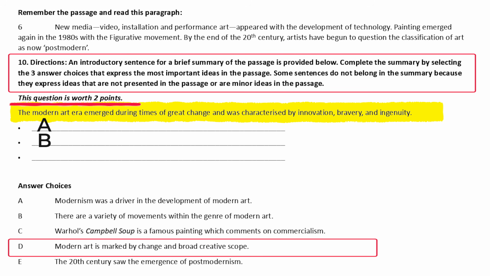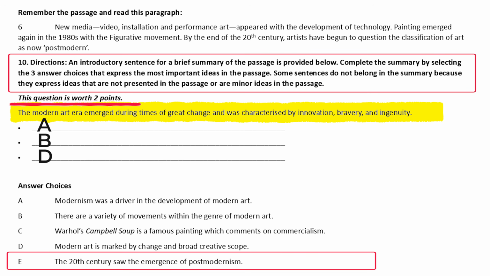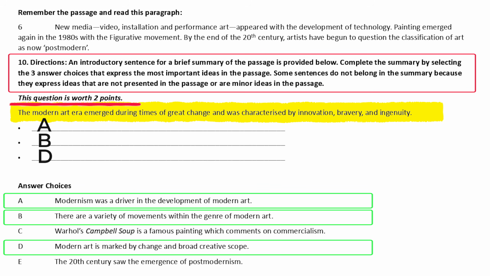What about D? D says modern art is marked by change and broad creative scope. This matches the passage and the summary sentence perfectly. The text emphasizes how modern art evolved, challenged traditions, and expanded into new forms and styles, from painting to performance to digital art. So D is definitely a main idea and correct. Now, let's see whether we can rule out E. The 20th century saw the emergence of postmodernism. This is a detail within the text which is not a main idea. Consequently, E is incorrect. So the three correct answers are A, B, and D.